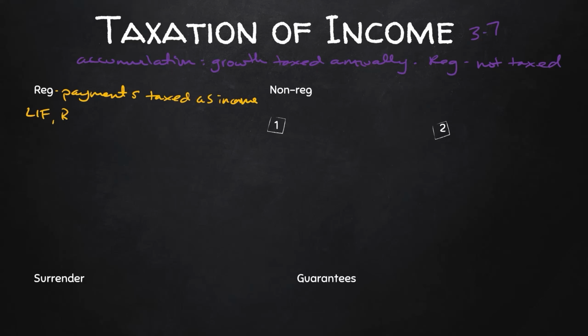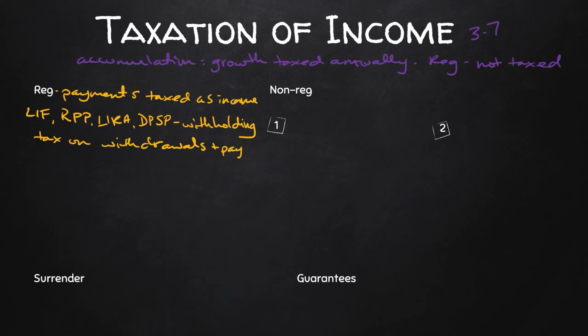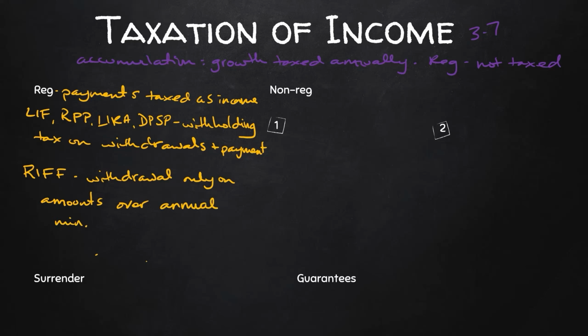There are some different tax treatments applied to annuities based on where the money has come from. So for a LIF, a LIRA, a DPSP, an RPP, withholding tax is applied to both the payments and the withdrawals. Whereas with a RIF, only the amounts above and beyond the annual minimum are subject to withholding tax.